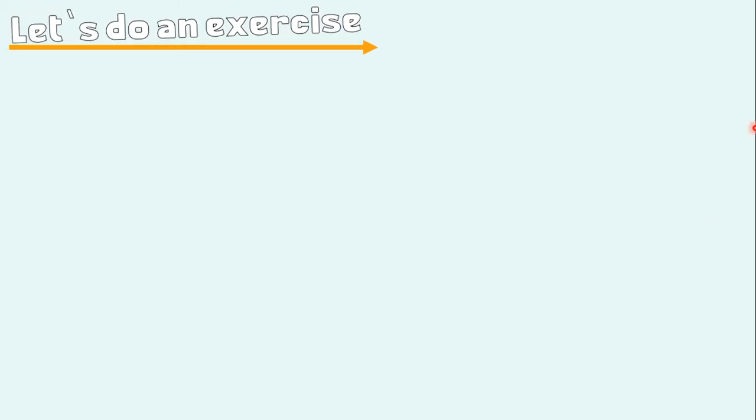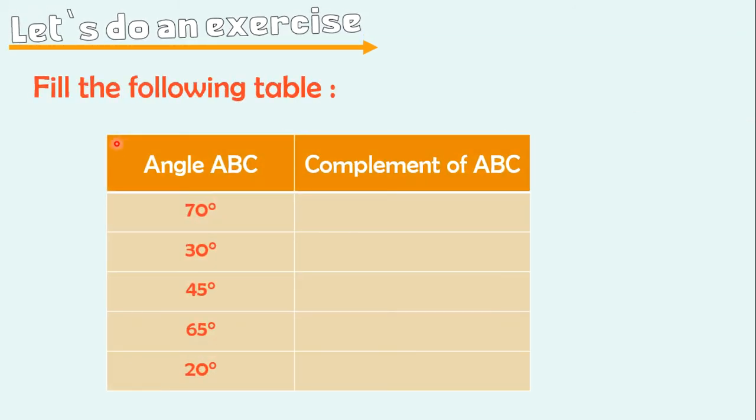Let's do an exercise. We have to fill the following table. But first, let's take this example. We have the angle ABC which equals 70 degrees. We have to find the complement of ABC. So we say 90 minus 70 equals 20 degrees. So the complement of 70 degrees is 20 degrees. So now I will give you some time to complete the table.